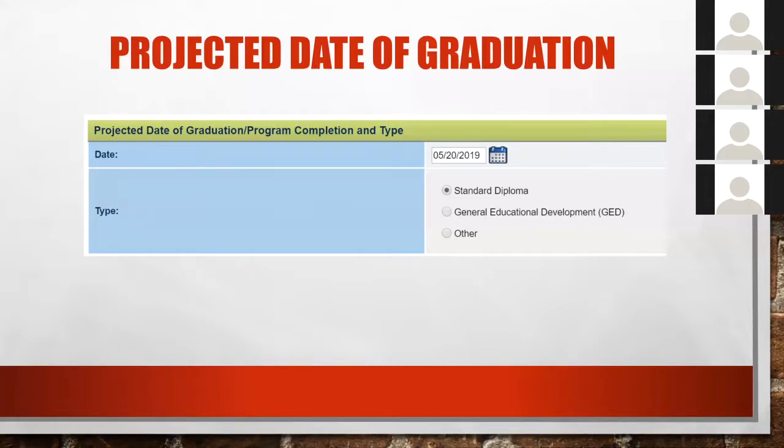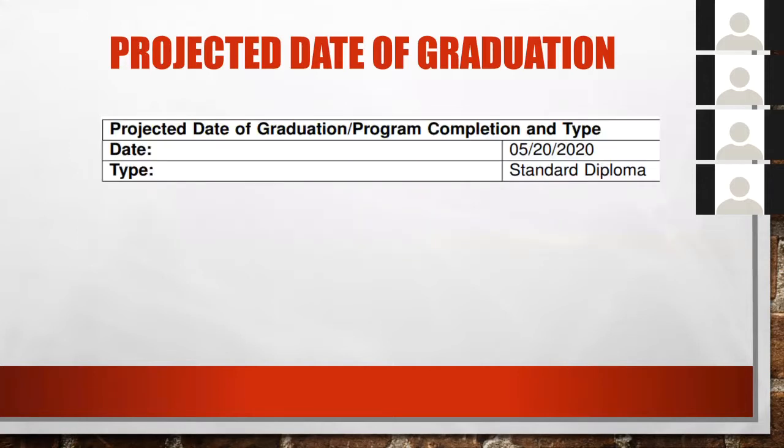We do not have an other. In some other states, they do have alternate routes, alternate diplomas, but in Oklahoma, we do not. Make sure you're always selecting standard diploma. And the GED is something that's outside of public education. So Jodi's projected date of graduation is May 20th, 2020.